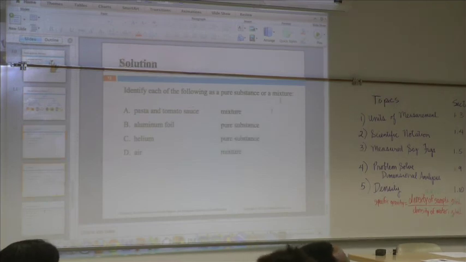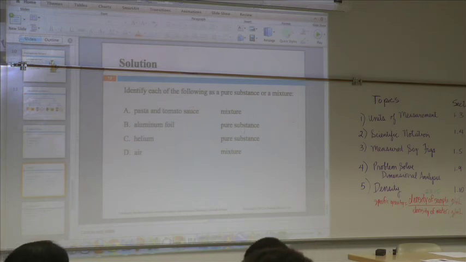Ceramic. Okay, so air is a mixture, right? So now helium is pure, it's an element. Aluminum is pure, it's an element. And potato, pasta, and tomato is a mixture.